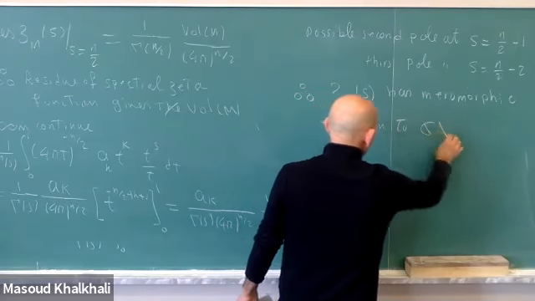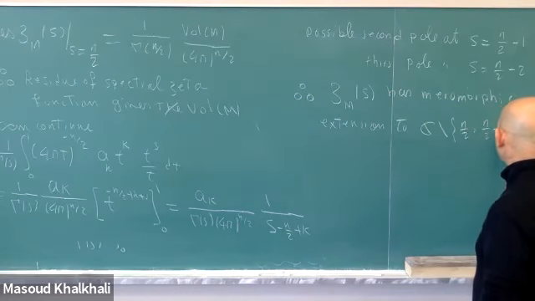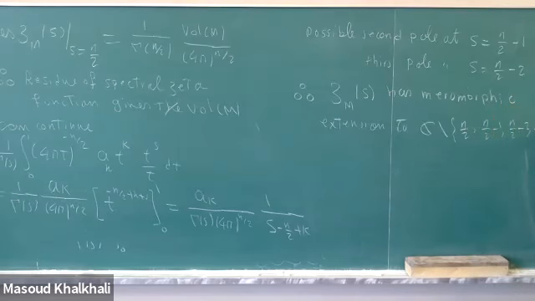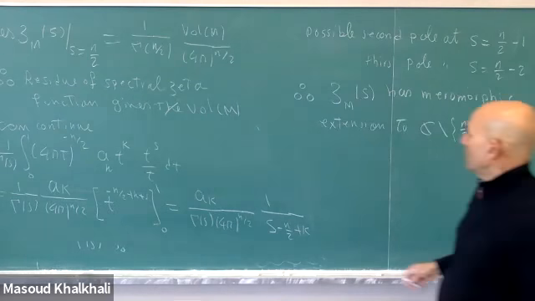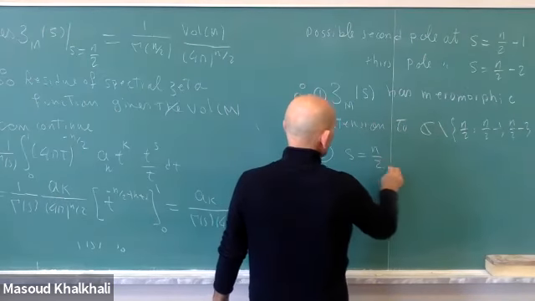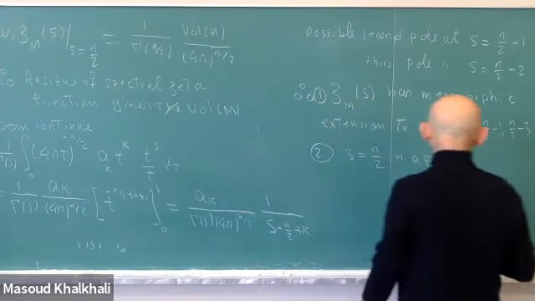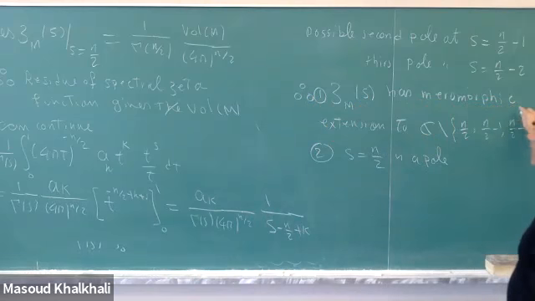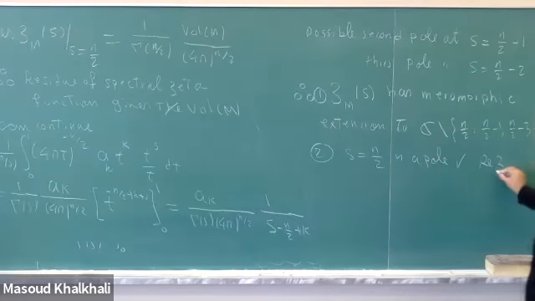To C minus this points n over 2, n over 2 minus 1, n over 2 minus 2, and so on. That's one thing. Okay, that's the first thing. Second, s equal to n over 2 is a pole. It is a pole always, and the residue of zeta m at s equal to n over 2 is given by volume, essentially.